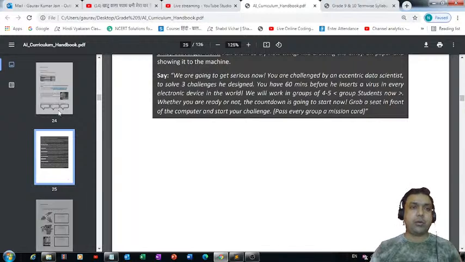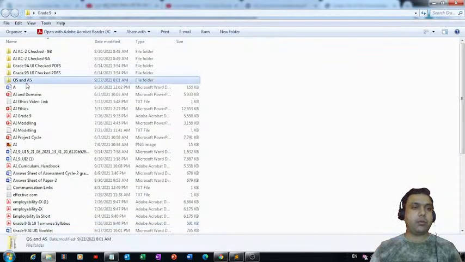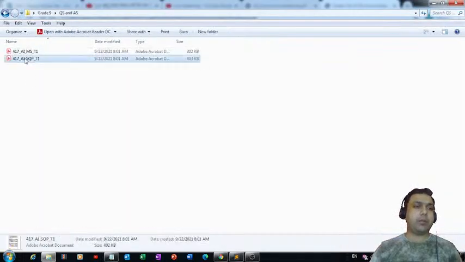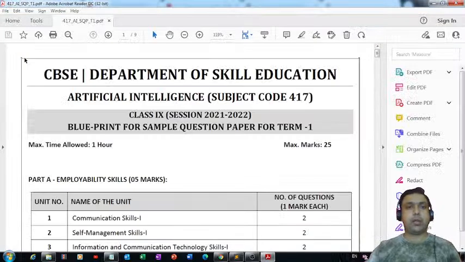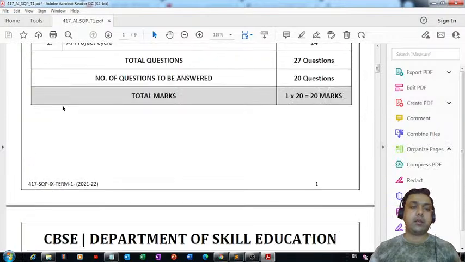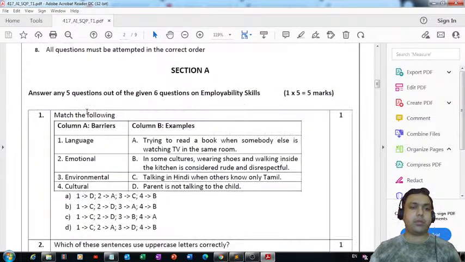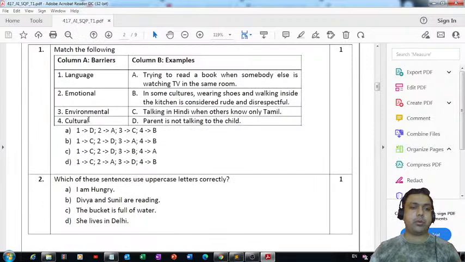Okay, I haven't told you about the division of marks, right? What is going to be the format of the paper? Let me show you that also. After that, we'll be discussing the remaining topics of Unit 1, and thereafter, we'll proceed to the topics of Unit 2.